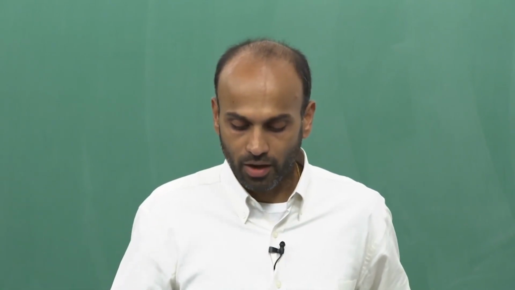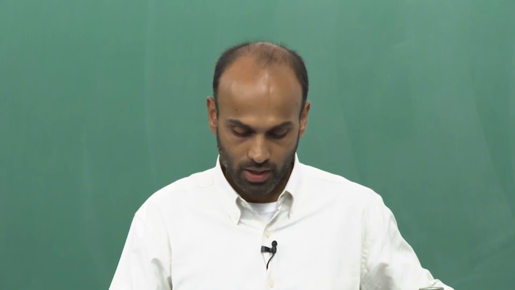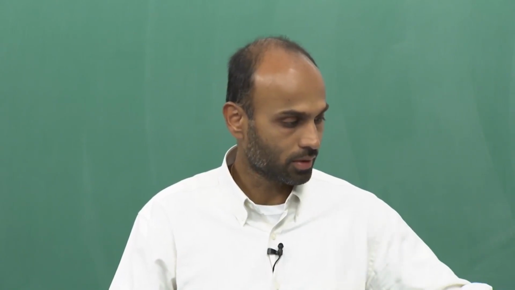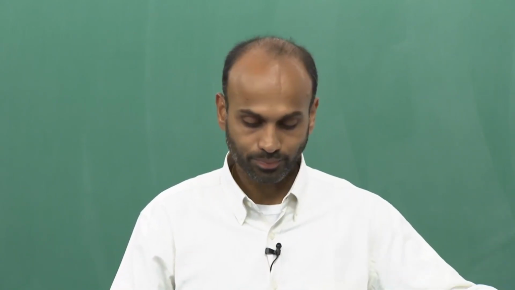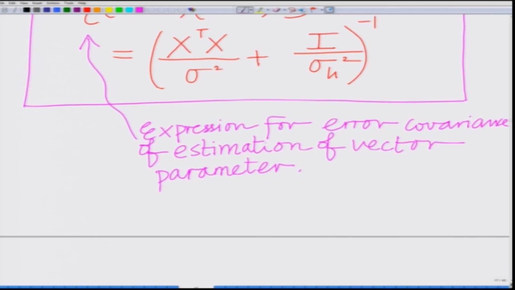So now we have this error covariance. Now let us do an example to understand this better. So let us do an example.